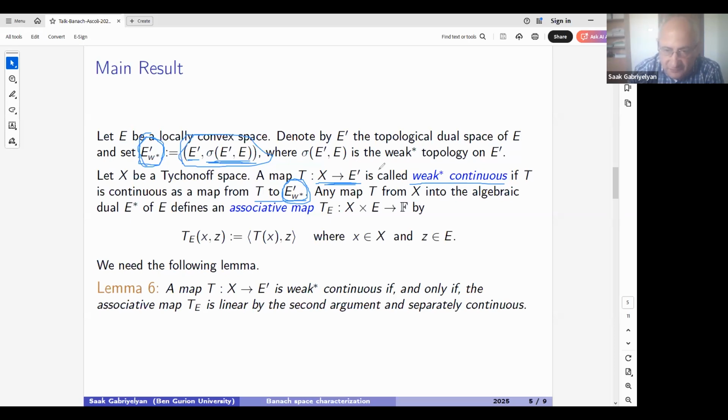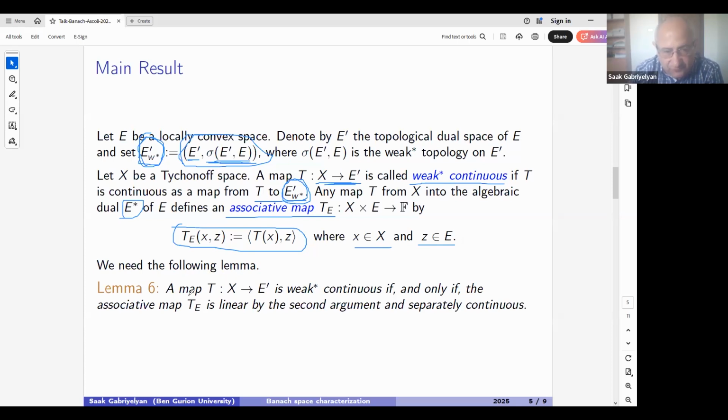Any map T from X into the algebraic dual, the space of all functionals, not necessarily continuous, defines an associated map, which is defined as follows. Also a very natural definition: T_E(x, z) is equal, by definition, to the value of T_x on z. x belongs to X, so T_x belongs to E prime, and z belongs to E. So this definition is correct.